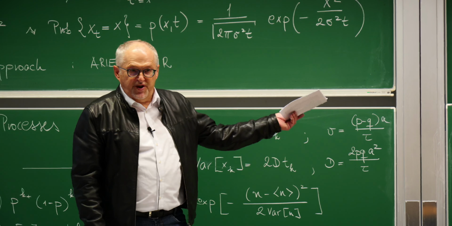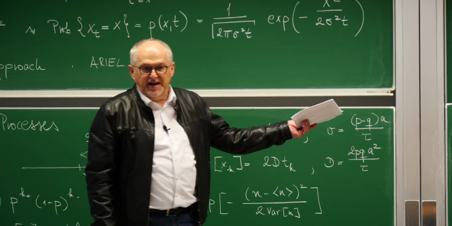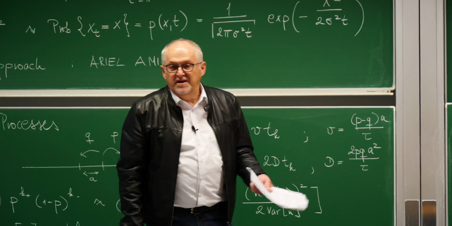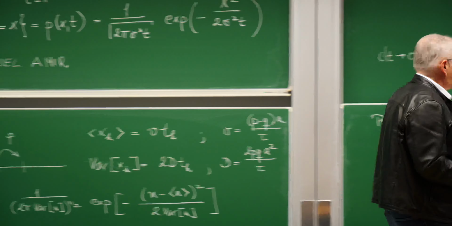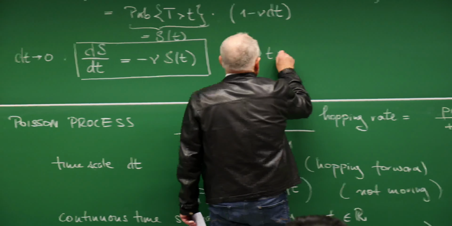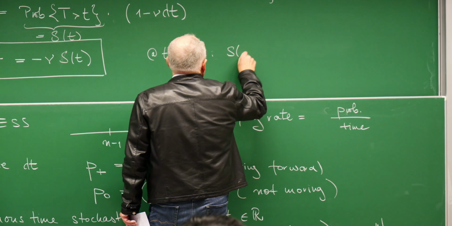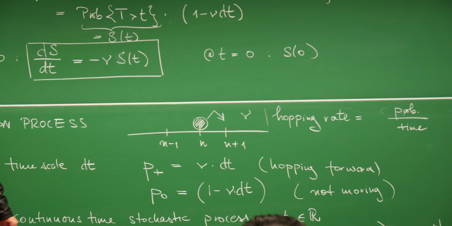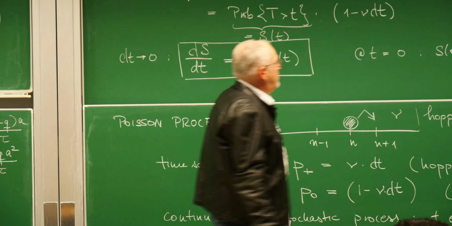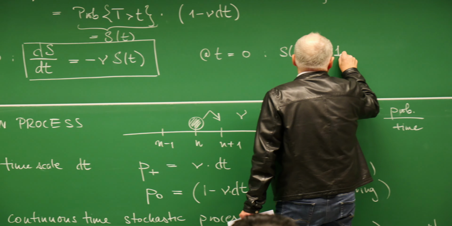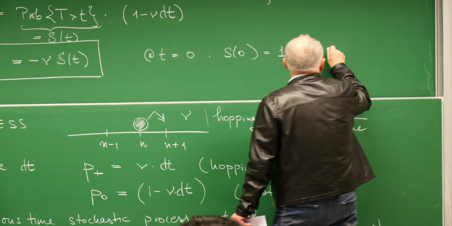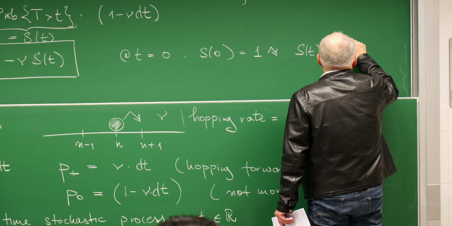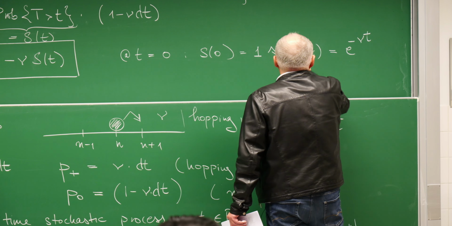We can solve this differential equation quite easily. I've done this many times during different classes. You need, of course, an initial condition. What's the initial condition? So at time equal to 0, the survival probability is, of course, 1. Nothing can happen in no time. So S of 0 is 1, and that means if I solve that relation, I get exponent minus nu t.